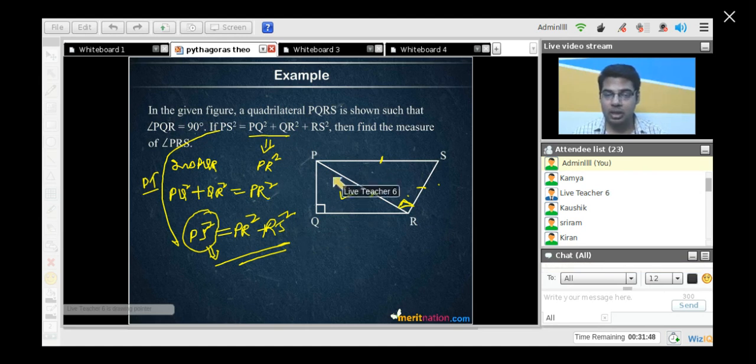Now look at this triangle PRS. You have already proved that PS square equals PR square plus SR square, right? We know that the biggest length, or the largest side, has the angle opposite to it equal to 90 degrees, right?